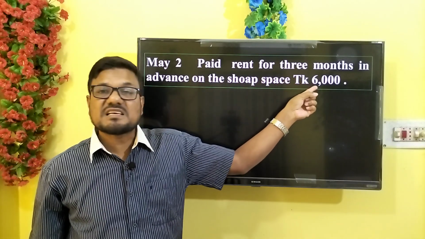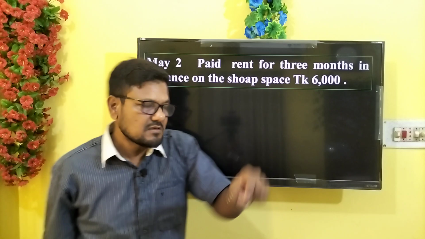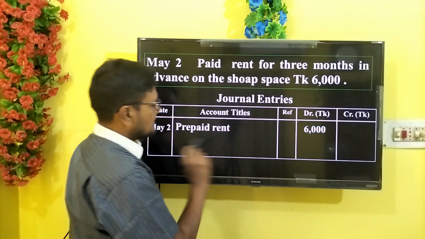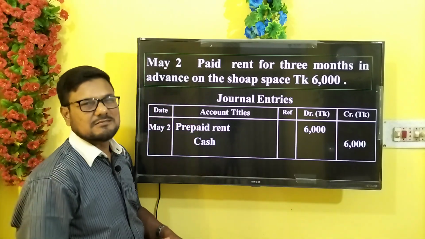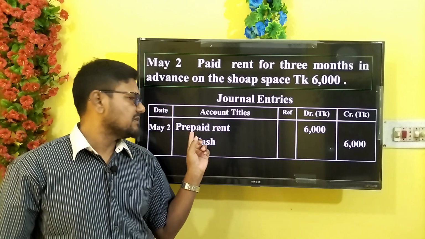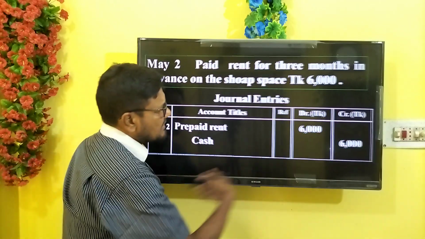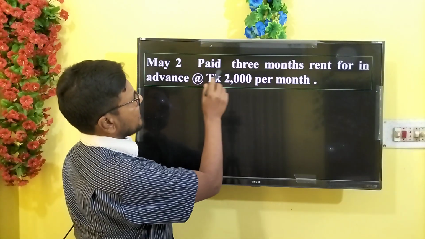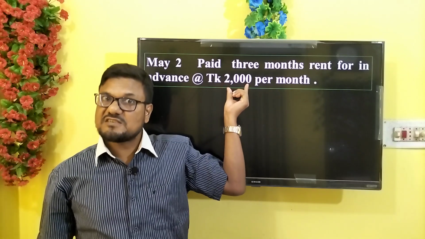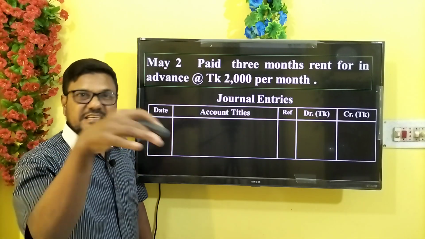And another transaction is for prepaid rent, such as paid rent for 3 months in advance on the shop space, taka 6,000. 6,000 for 3 months, that means prepaid in advance. So the journal of the transaction: prepaid rent debit taka 6,000 and cash credit taka 6,000. Prepaid rent is an asset. And this transaction in another wording: paid 3-month rent in advance at the rate of taka 2,000 per month. So this transaction is also prepaid rent.